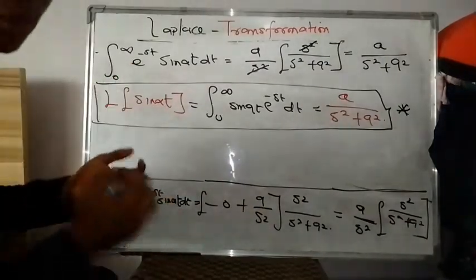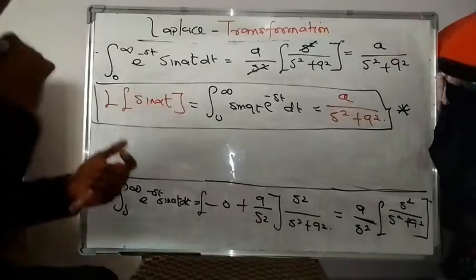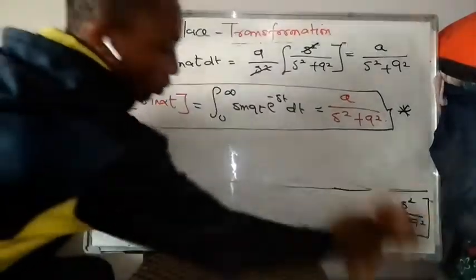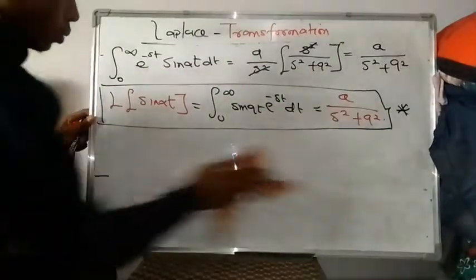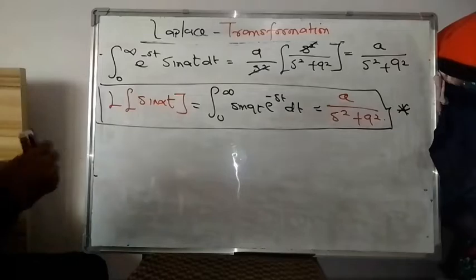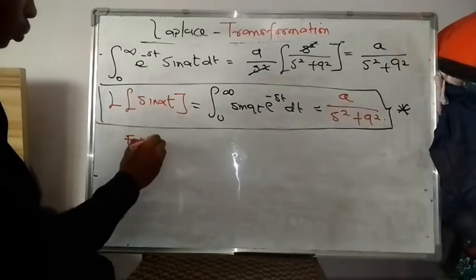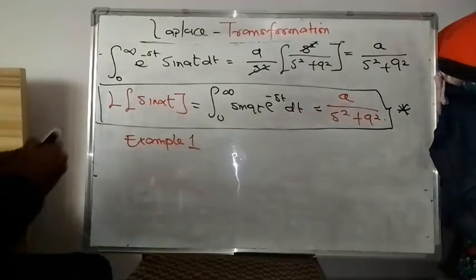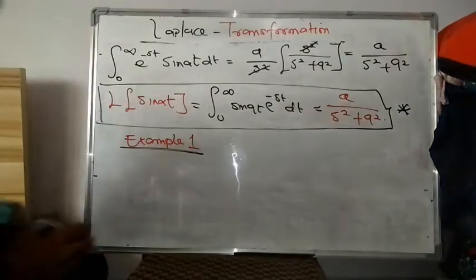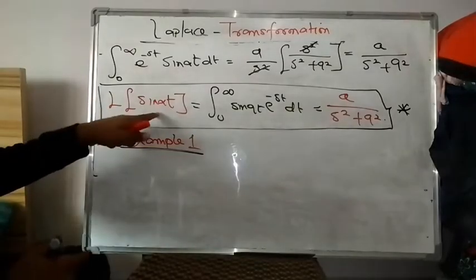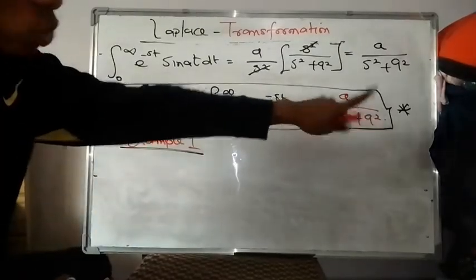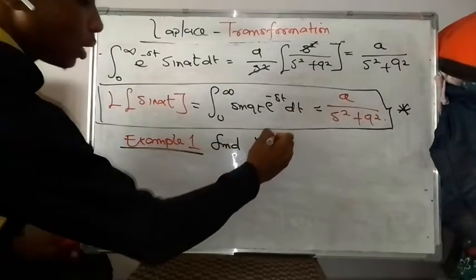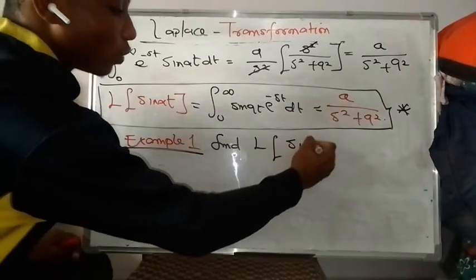So now we're going to take an example. We'll take one or two examples, then you really understand how to go about it. Example 1. Since the Laplace of sine at is equal to a divided by s squared plus a squared, let's say for example we want to find the Laplace of sine 5t.